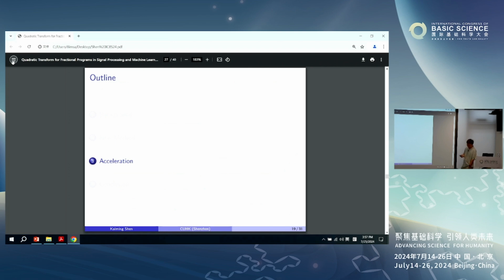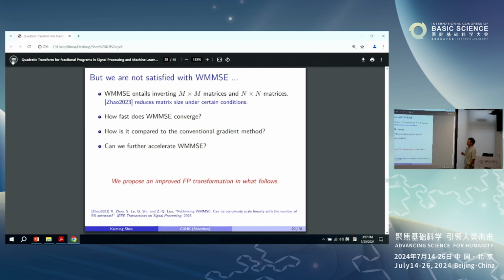All right. So let me further talk about how to improve the quadratic transform. We have seen that WMMSE is just a special case of FP, because we can use FP to derive the WMMSE algorithm. And the WMMSE algorithm has been extensively used in the signal processing area. But we are still not satisfied with WMMSE for multiple reasons. The first reason is that WMMSE requires inverting large matrices for each iteration.